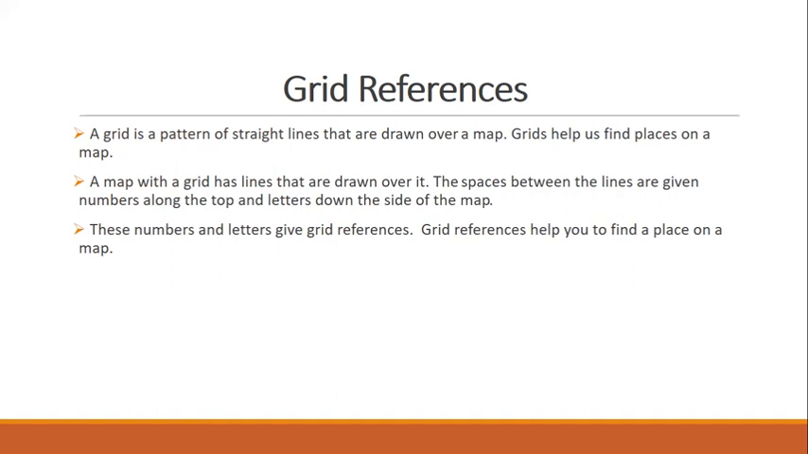Now, the concept of alphanumeric grid references. A grid is a pattern of straight lines that are drawn over a map. Grids help us find places on a map. A map with a grid has lines that are drawn over it. The spaces between those lines are given numbers along the top and letters down along the side of the map. These numbers and letters give you grid references. Now, please highlight that point.